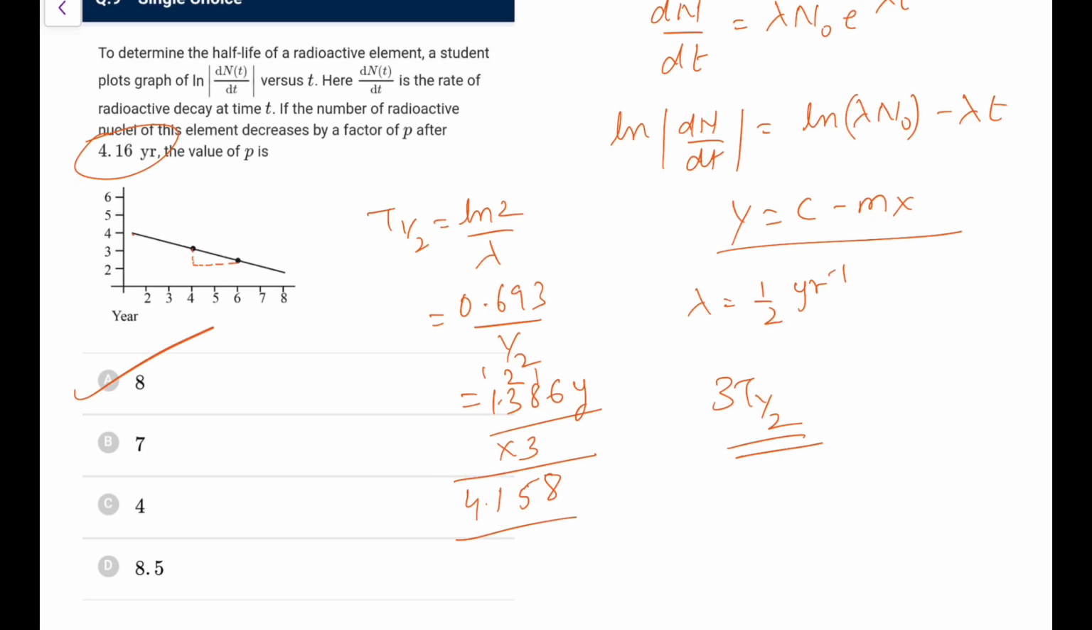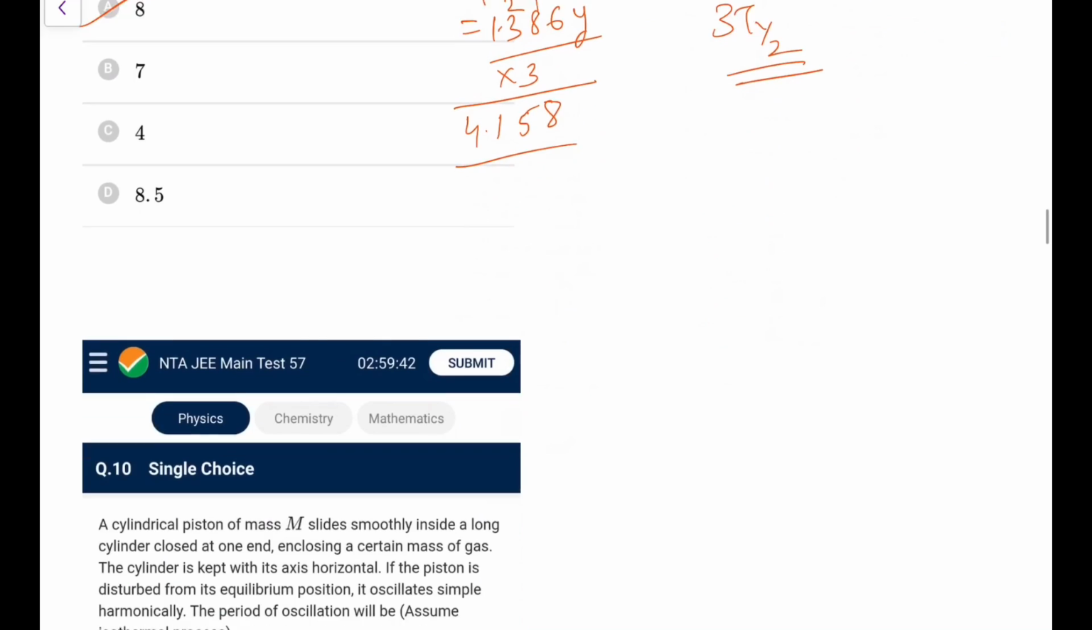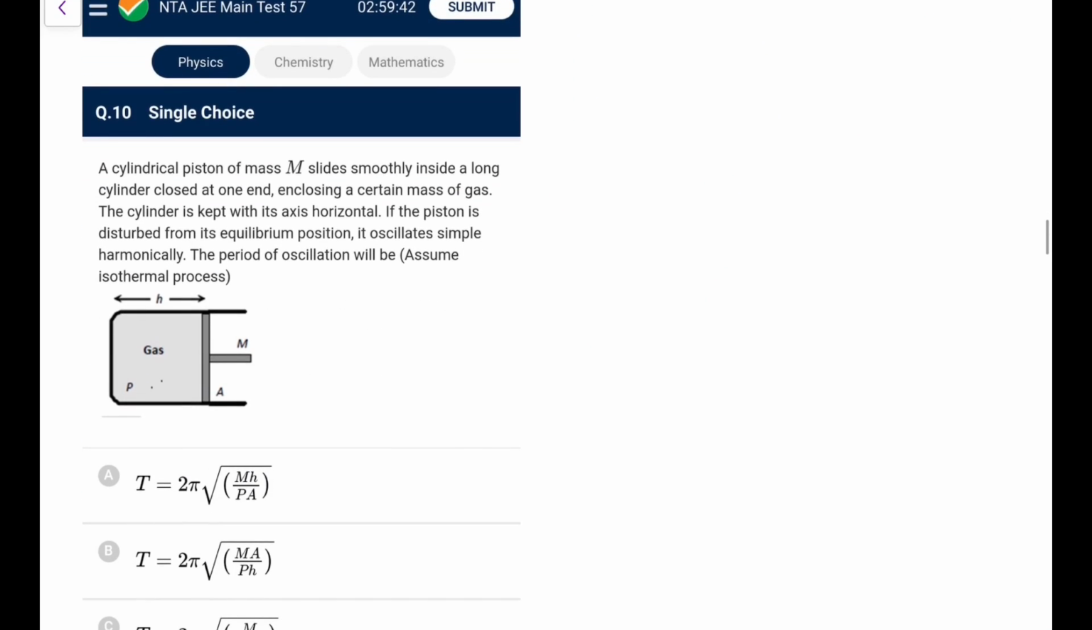We can go for option A. You can do it like that. Okay, so just remember this. You have to first find this t half, and it's almost three half lives, you can directly say.